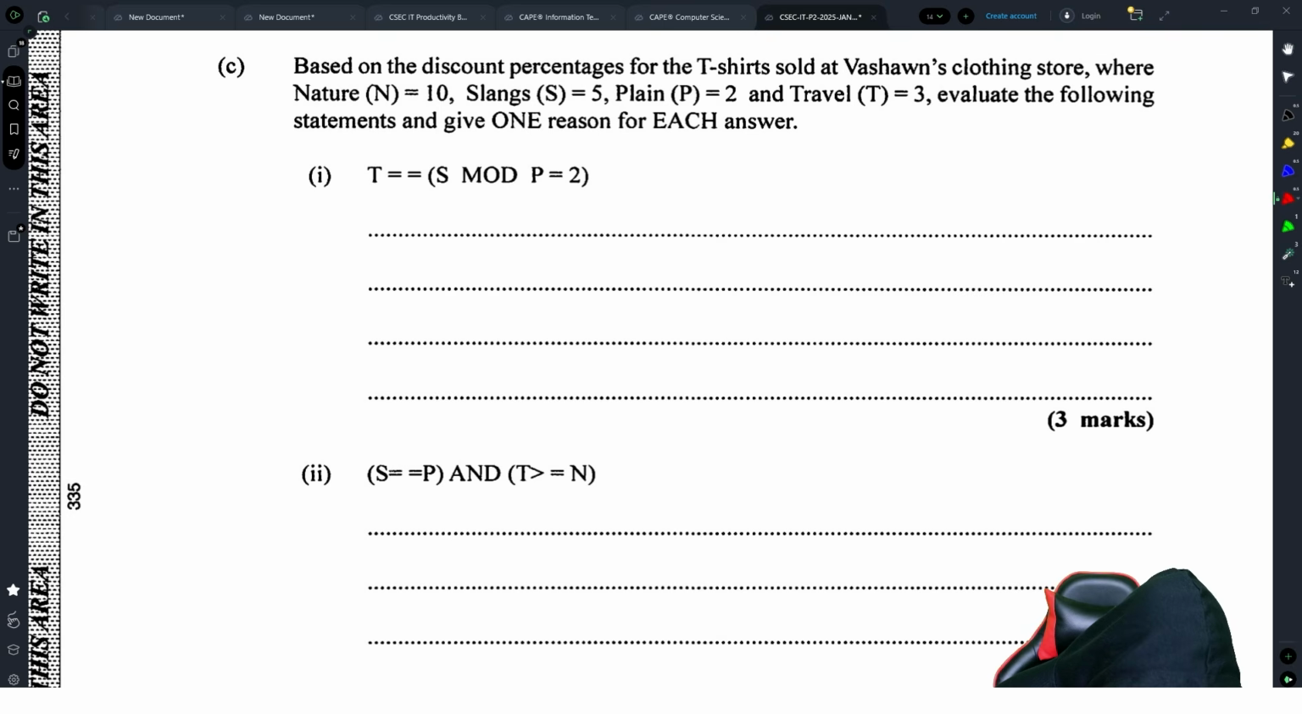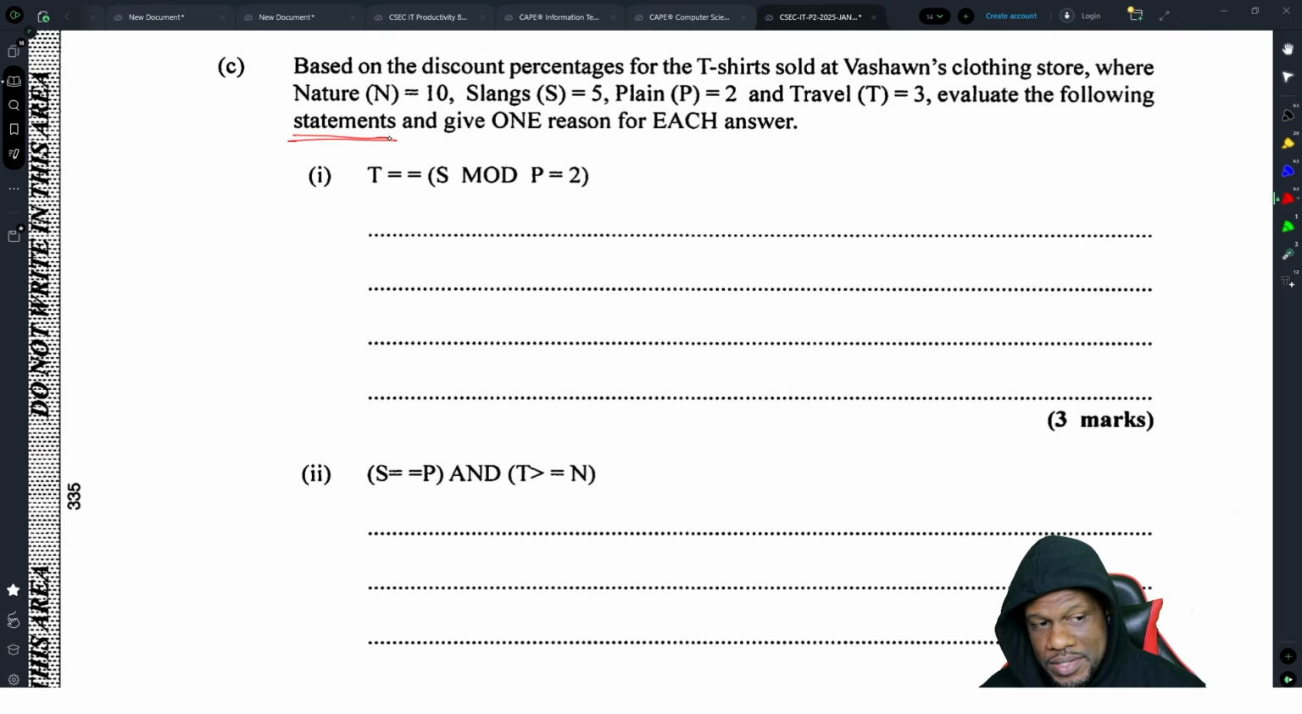Ooh, evaluate the following statements. Look programming, boy. Look programming. Ladies and gentlemen, they want to kill me here tonight. I want everybody to know that they want to kill me here tonight. They do not want me out here. They do. What is this?